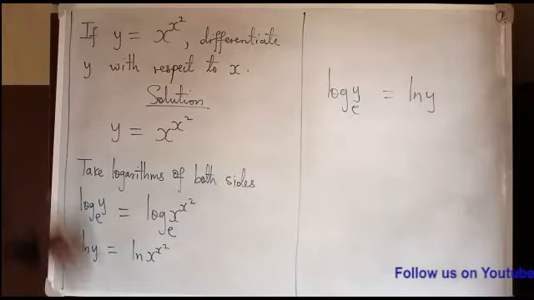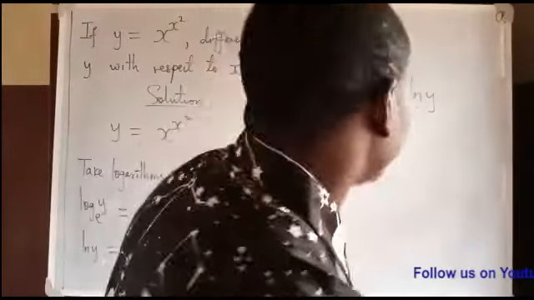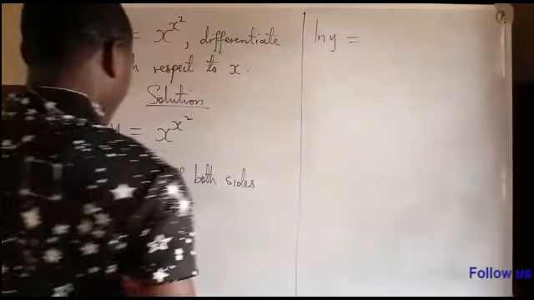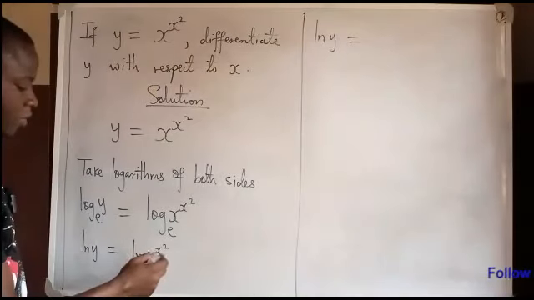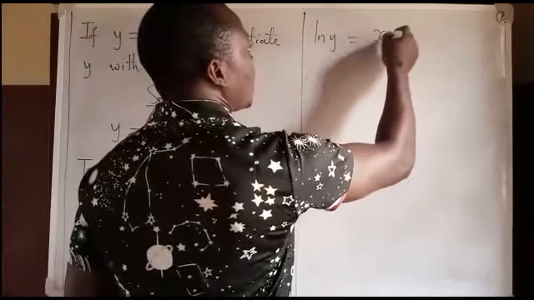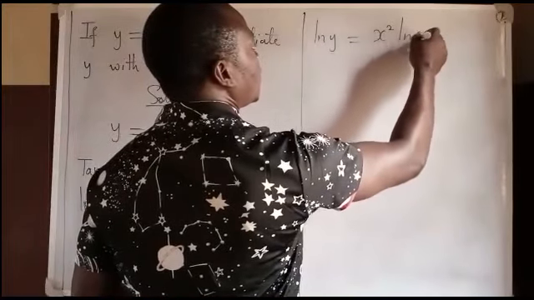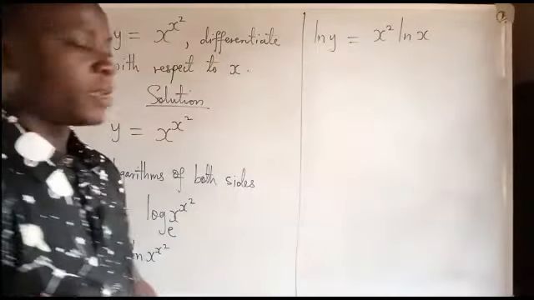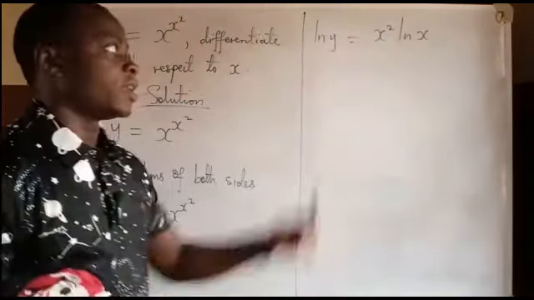And you see that in ln y, the whole of this power of x can come to this side. So that will be x raised to power 2 ln x. So we can now go further to differentiate this.